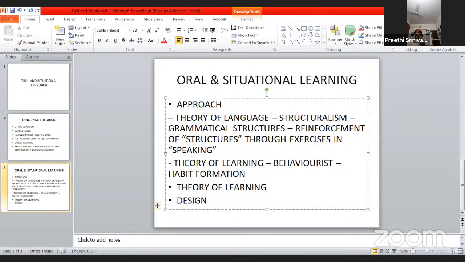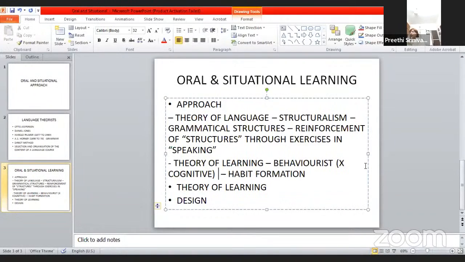Now, in psychology, there are two approaches. If it's not behaviorist, the opposite of the behaviorist approach is cognitive.